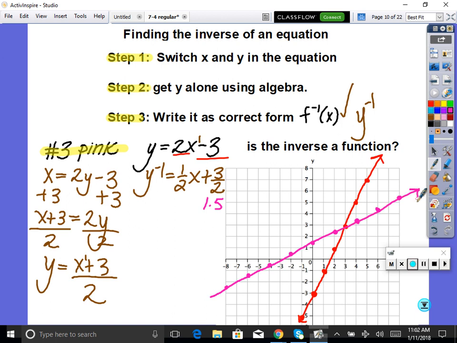I'm going to just draw in something to show you guys. Look, we know that an inverse will be a reflection over that. Doesn't it look good? Yes.